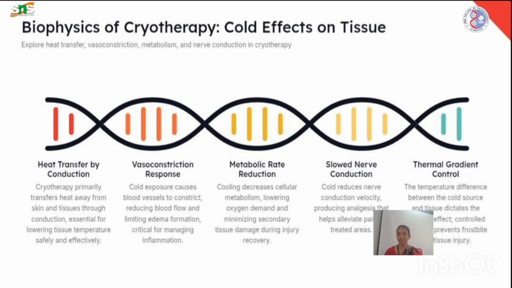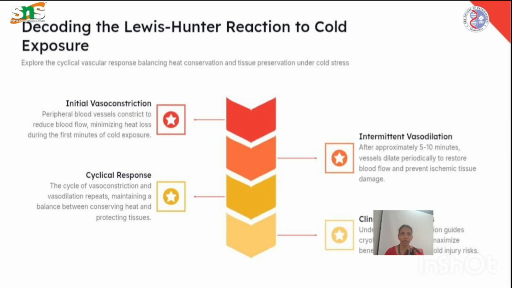The last effect of cryotherapy is thermal gradient control. The temperature difference between the cold source and the tissue dictates the depth of the effect. Controlled exposure will prevent frostbite and tissue injury. So these are all the five biophysical effects of cryotherapy which happen in the tissues during its application.